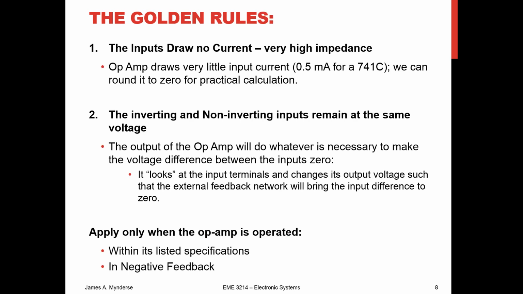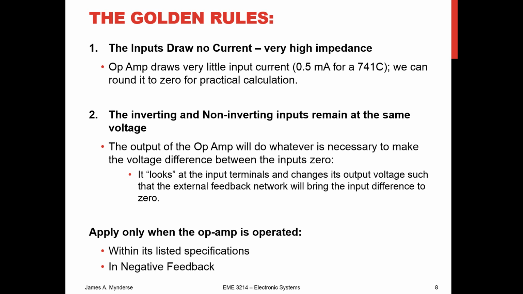So our golden rules are this. The first golden rule is that the inputs draw no current, and the inputs are V plus and V minus, the non-inverting and the inverting inputs. No current goes into those terminals. They are infinitely high resistance, impedance. No current goes in. The second golden rule is that the inverting and non-inverting inputs are at the same voltage. They've got exactly the same voltage, and that'll help us in our calculations.